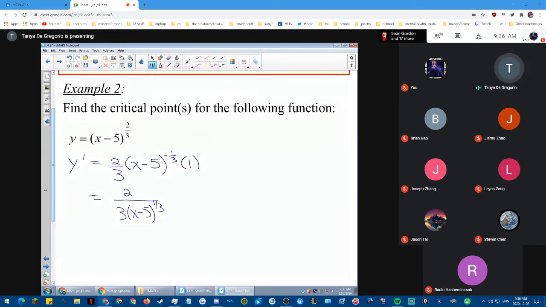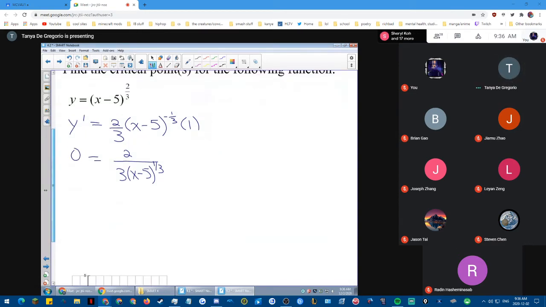Now, from here, I set it equal to 0. What do we notice about this function? Are there any critical points? Can you find any critical points here? No, not really, because you have here 0 equals 2. Well, 0 does not equal 2, and it never will. There's nothing I can ever do to make it equal to 2.